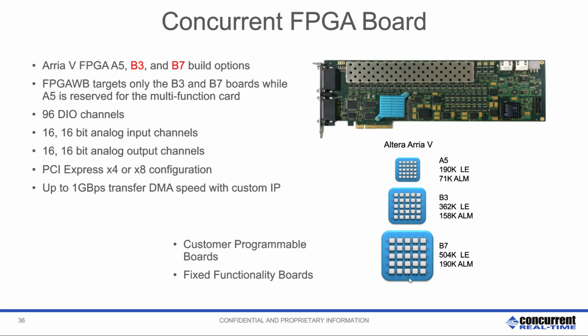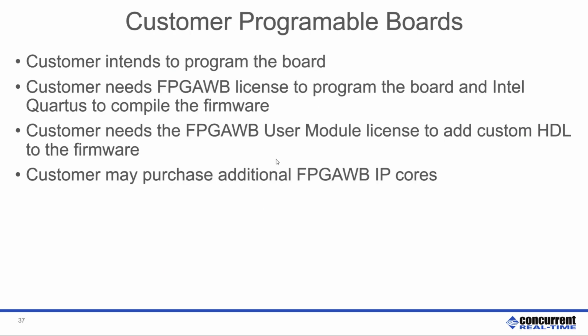In case of programmable boards, there are still two different categories: customer programmable board and fixed functionality boards. Customer programmable boards are boards which the customer intends to program, and for that they would require the FPGA license to program the board. Along with that, they will need the Intel Quartus tools to compile the firmware. If the customer desires, then they would need FPGA Workbench user module so they can add their own custom HDL code. The customer may choose as an option to purchase FPGA Workbench IP cores like PWM in or PWM out.